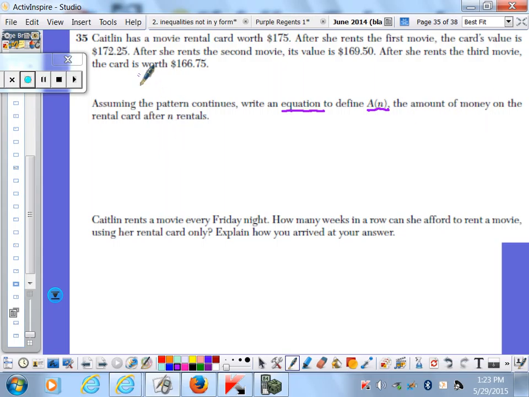So I'm just going to record my data up here, and she had 175. Then after the first movie, she had 172.25 left.